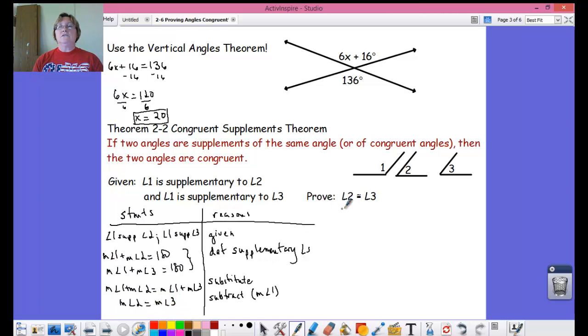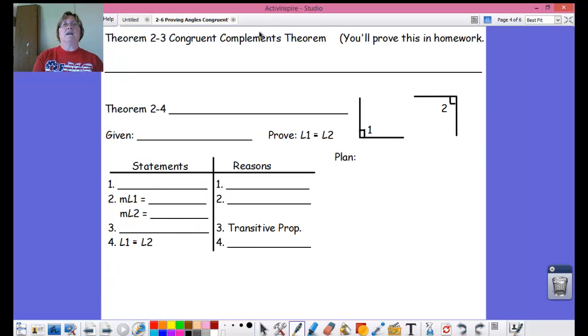Again, that's very close to what we have to get. We have equal, we need congruent. So we're going to apply the definition of congruence and say that angle 2 must be congruent to angle 3. Very similar to the last proof we had. Our next result we are not going to prove in our notes here. However, you will prove it in the homework.